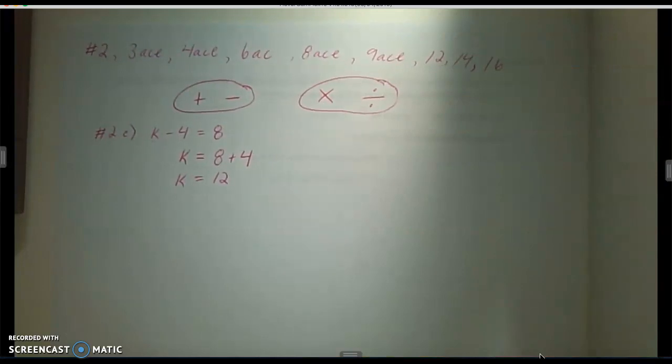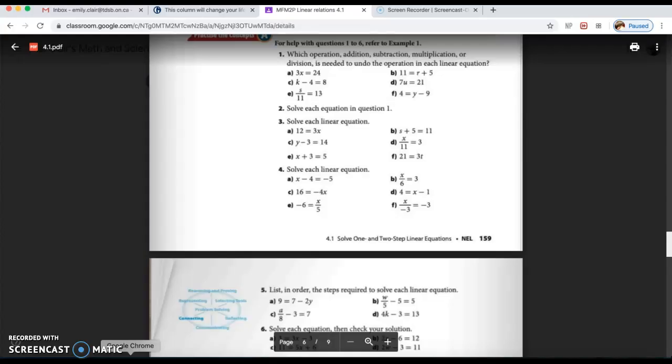Okay, let's try one of the other questions from number 2. So if I look back here, let's try D. Okay, so 7u equals 21.